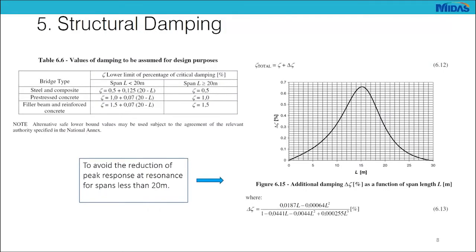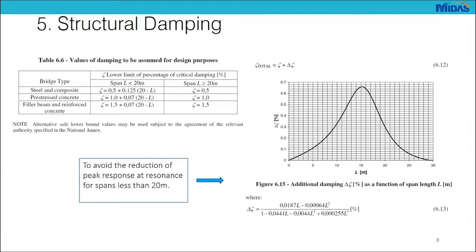Now, as I mentioned, the Eurocode helps us in choosing what damping ratio to use in our analysis. This is relevant to the span length and also to the type of bridge. And also, when it comes to a span length smaller than 20 meters, then we need to add an additional value to the damping in order to avoid the reduction of peak response at resonance.